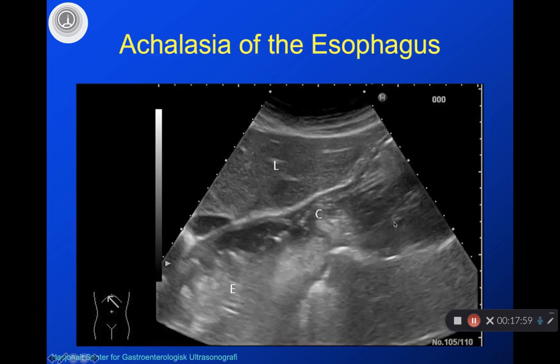This case is a case of achalasia of the esophagus, where you see an extreme dilatation of the esophagus with content and food inside, caused by this aggressive stenosis of the lower esophageal sphincter. And in a patient like this, of course, need intervention. And this can be easily detected by using transabdominal ultrasound in the upper part of the epigastrium, looking through the liver.